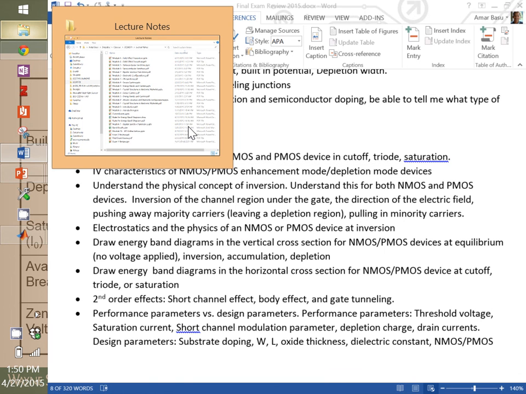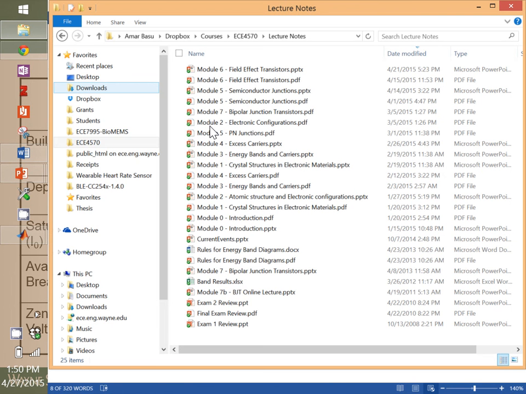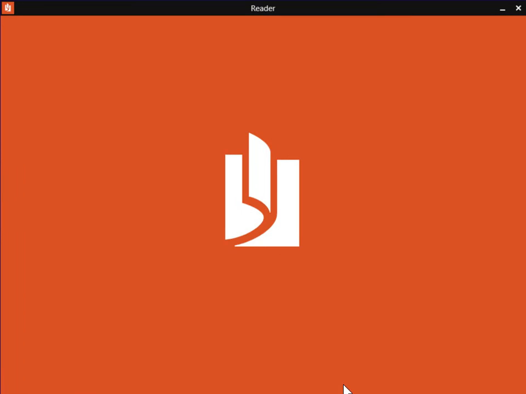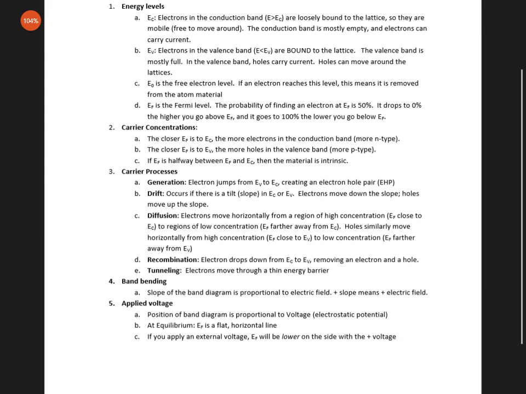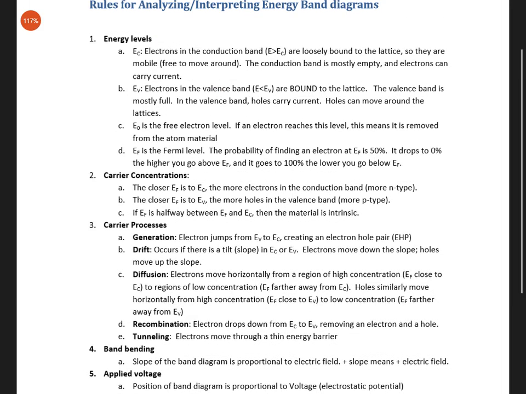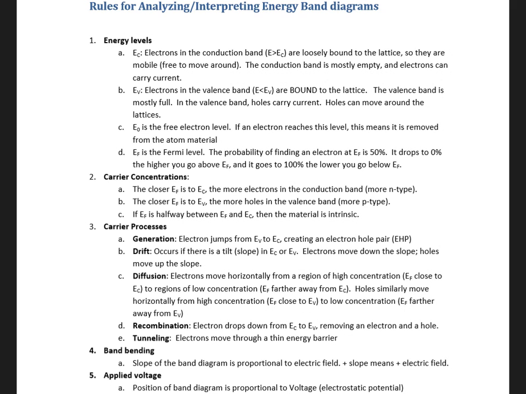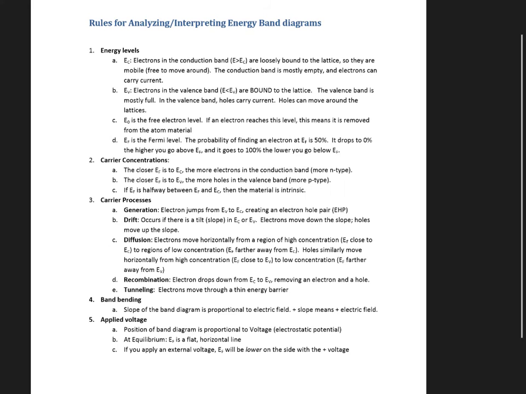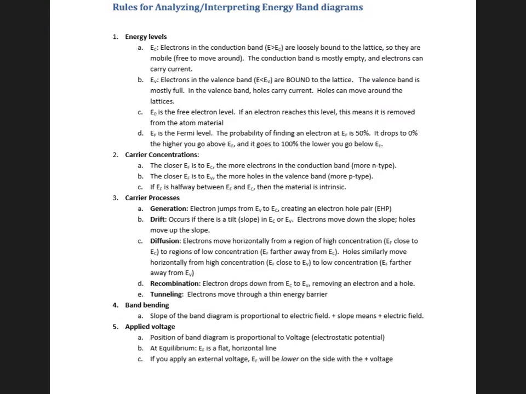There's one more thing I wanted to go over. This is also something that I will upload to Blackboard. This is something I made in a previous semester, but I think this is useful. Rules for analyzing and interpreting energy band diagrams. I think it's best if you write down some of these rules yourselves based on the types of problems you've done, but this is sort of like a reference that you can use.